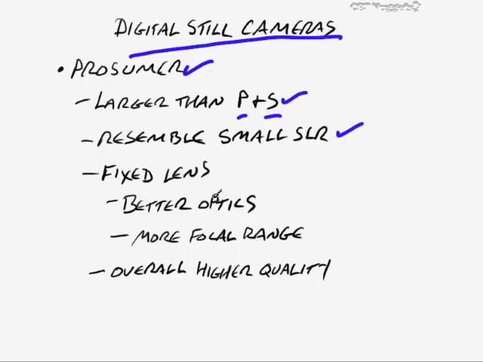So as we said, once again, you're going to get something like a fixed lens on these, better optics, and a larger focal range. Also, you'll just get an overall higher quality. The sensors are usually better, they're usually also bigger, and you'll get more megapixels at the same time without compromising by also getting a higher level of noise. Noise is kind of the graininess that you can sometimes see in images, especially in low light situations.